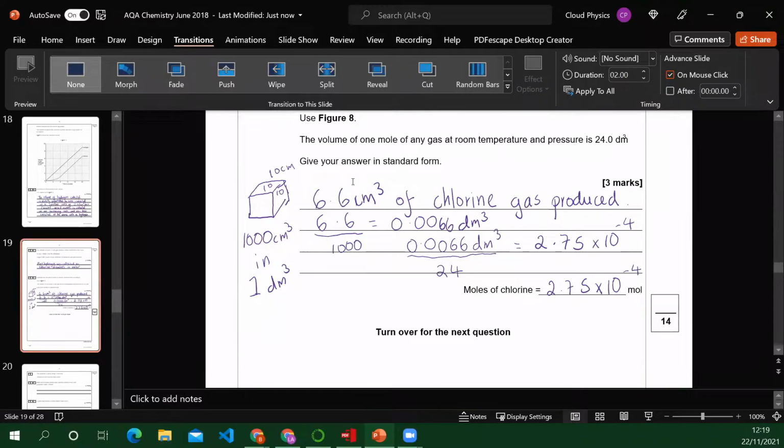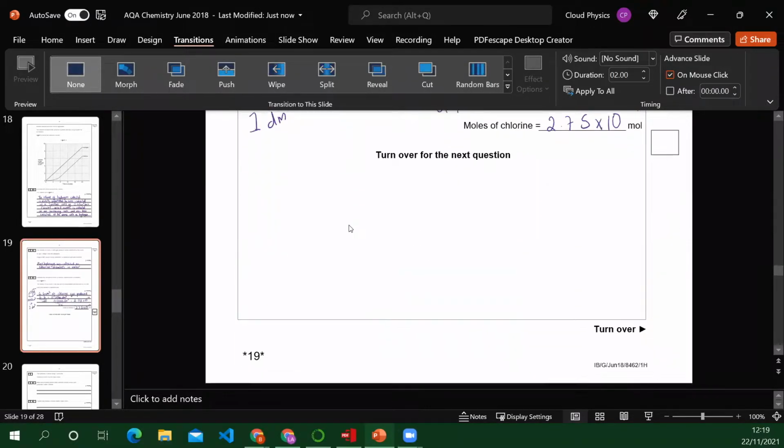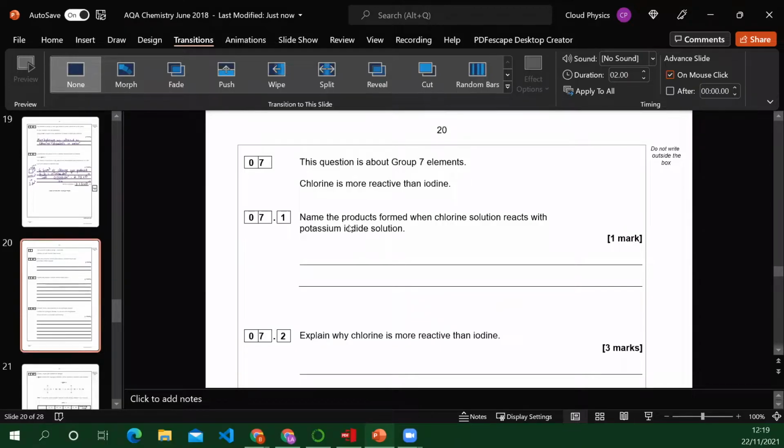Okay, so let's go on to the next one. The question is about group 7 elements, which are also called the halogens. Chlorine is more reactive than iodine. Name the products formed when chlorine solution reacts with potassium iodide solution.